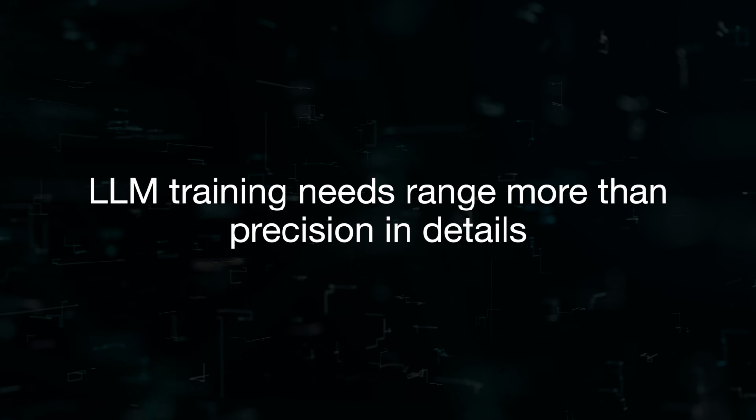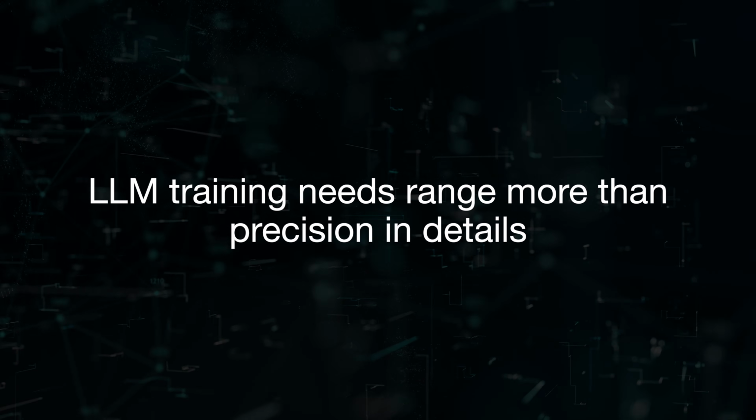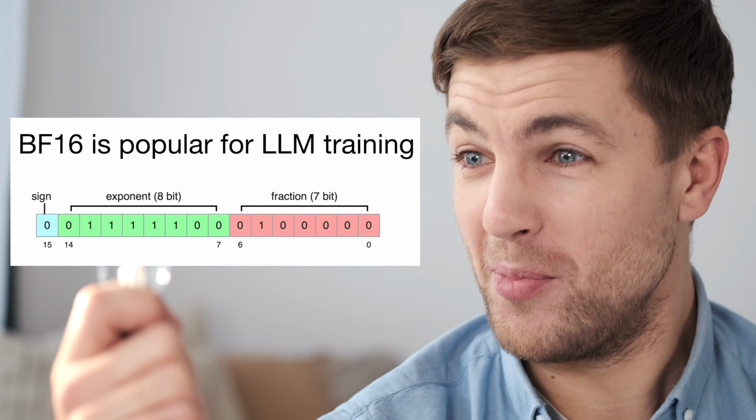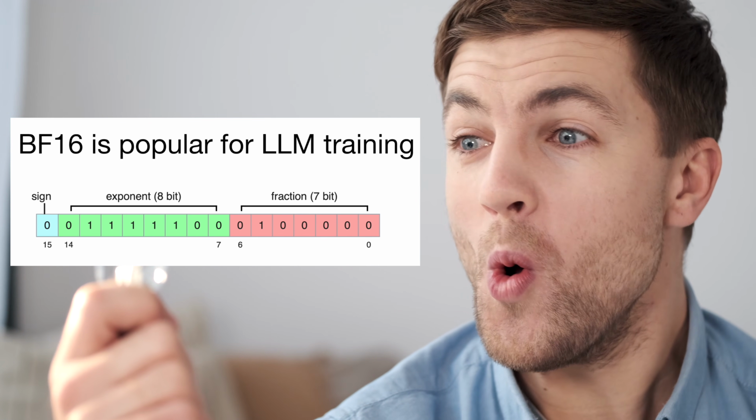That trade-off is extremely useful for training large language models. Training often needs range more than perfect decimal detail. You can tolerate some noise in the lower bits, but if values overflow or underflow, training can break. BF16 gives you much of the stability behavior of FP32 while using about half the memory. That is why BF16 became so popular for LLM training.